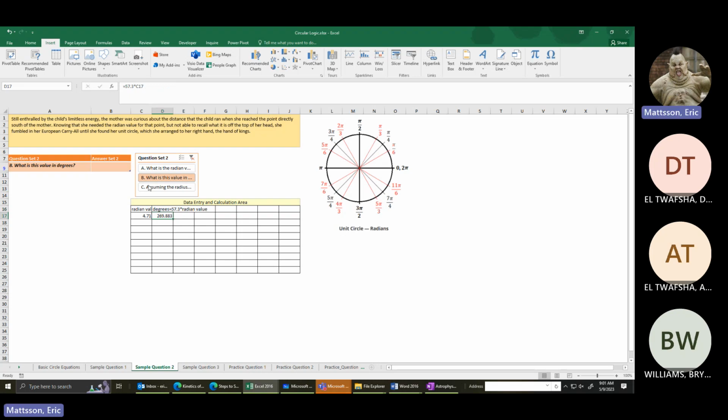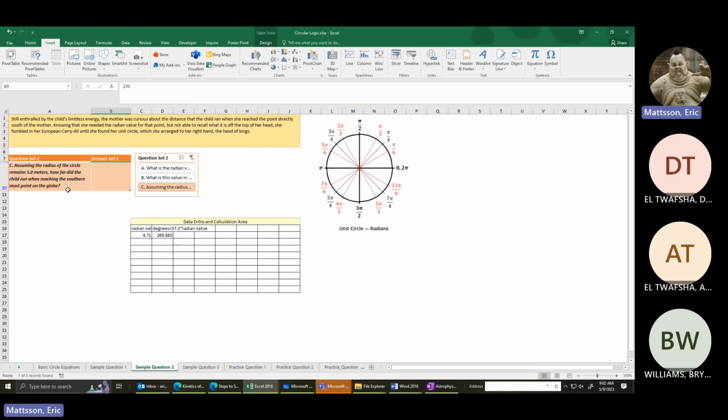So we can do it that way as well. So then we'll go ahead and transfer that answer in there. So let's see the third question in this set. Assuming the radius of the circle remains 5 meters, how far did the child run when reaching the southernmost point on the globe? So at this point, mother wants to know, how far did the child actually run?